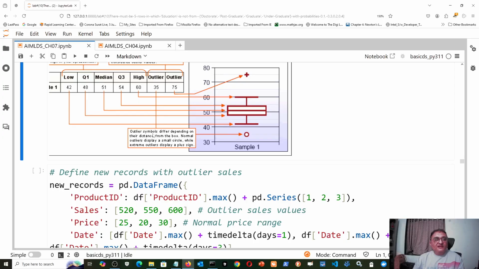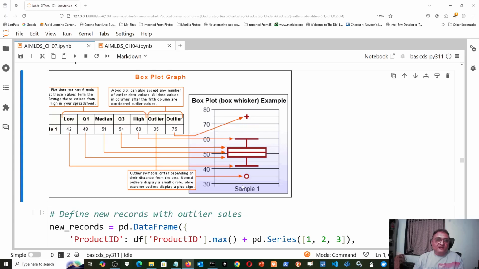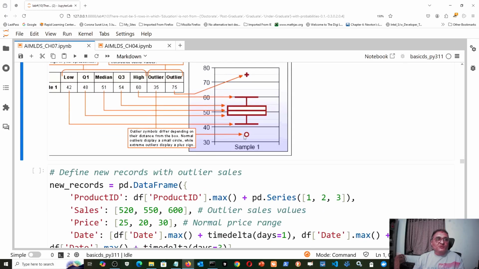Normally this kind of symbol difference is there. However, many of the libraries will not plot these different symbols. They will plot one and the same symbol, that is, this kind of round only. But actually, a better library should plot a plus sign for much higher values, and a minus sign for much lower values.